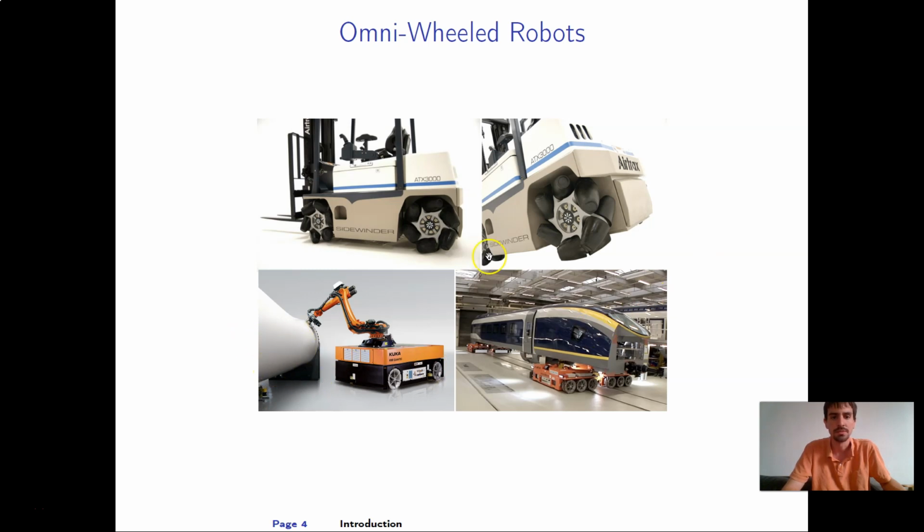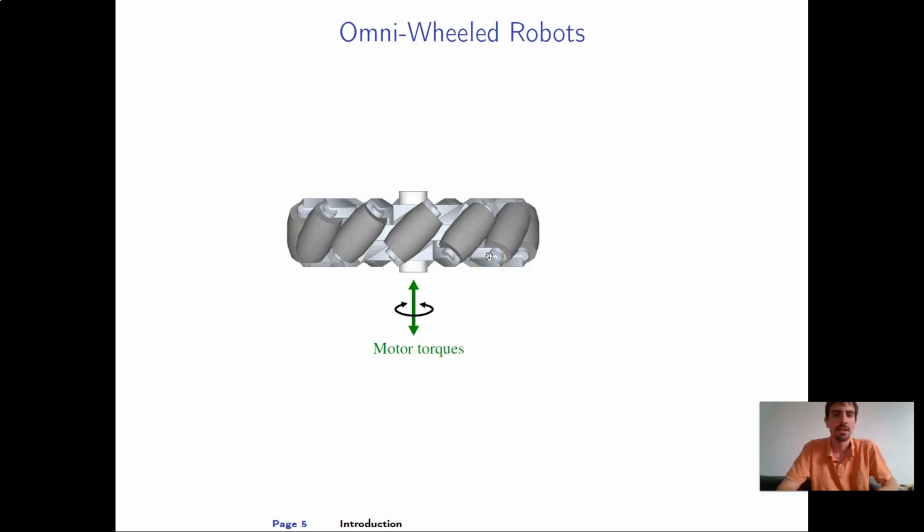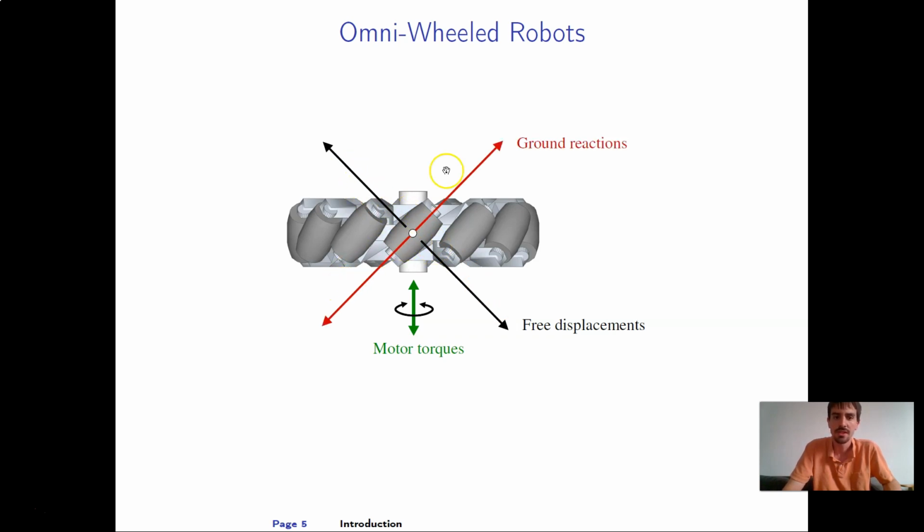manufacturing industry. In this schematic, we see how, when applying a motor torque to the wheel indicated by the green arrow, the rollers let the wheel slide in one direction, the black arrows, which then forces the ground reactions felt by the wheel to be in the perpendicular directions, the red arrows.